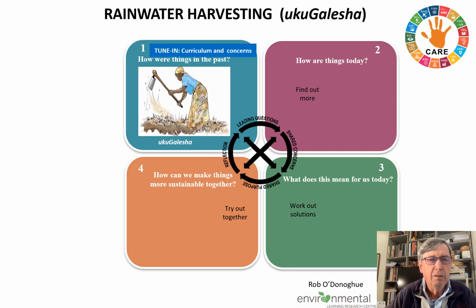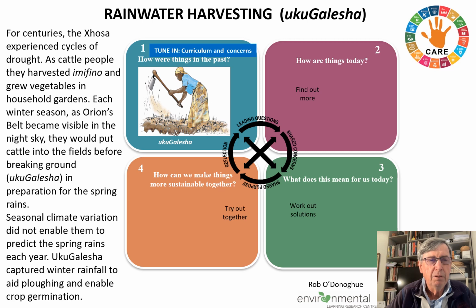And we tune in with a story about ukugelesha. For centuries, the Xhosa experienced cycles of drought. As cattle people, they harvested imifino and grew vegetables in their household gardens.